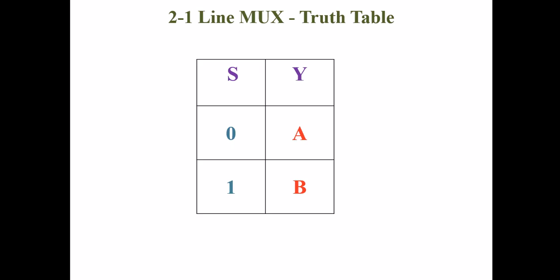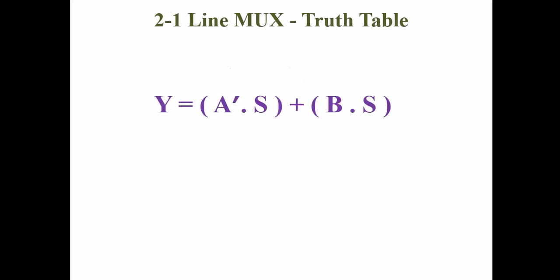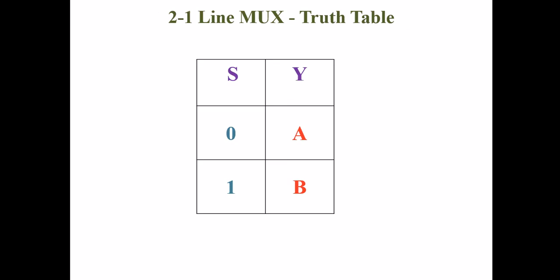Let's say you have selection bit S and you have two possibilities, 0 or 1. For 0 it will select input A, and for selection bit 1 it will select input B. So the expression for Y is equal to A S complement plus B dot S. It is based on this truth table.